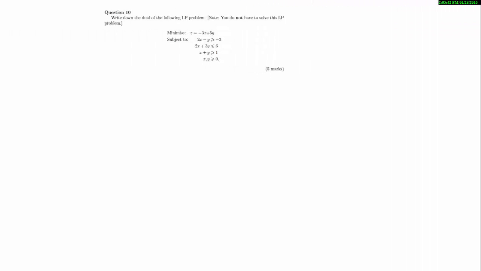Okay, so we're looking at question 10 from the 2013 exam. The question asks us to write down the dual of the following LP problem given here, and there's a note saying that we do not have to solve this LP problem.